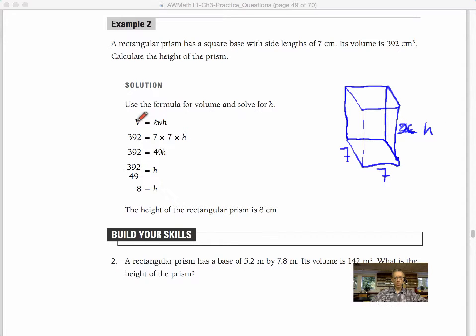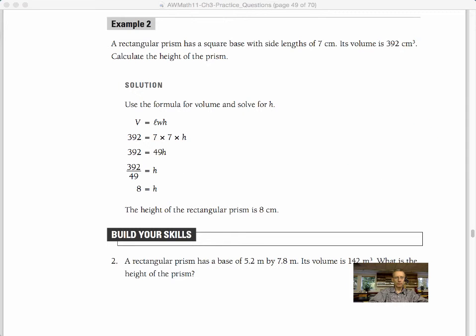So the volume is going to be length times width times height, or 392 equals 7 times 7 times the height. So that's going to be 49 times h. So we're going to have to divide both sides by 49 to get the height of 8. Sometimes they ask us for the volume, sometimes they ask us for the length, width, or height if they give us the volume. And we can plug it into the formula and solve for the letter that is unknown.